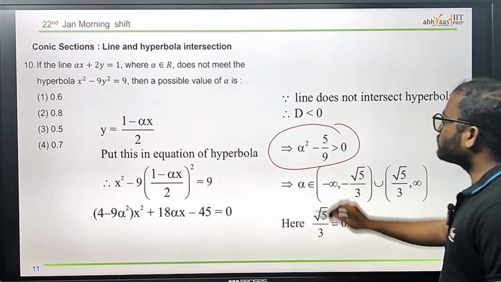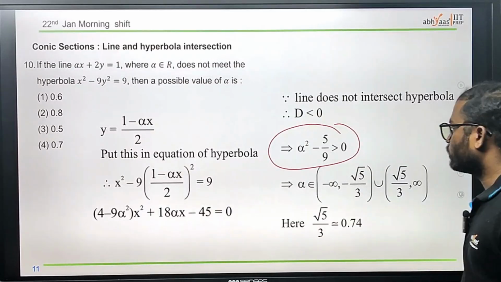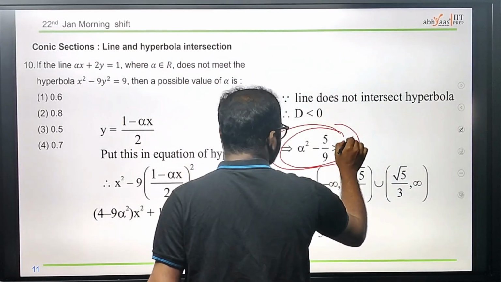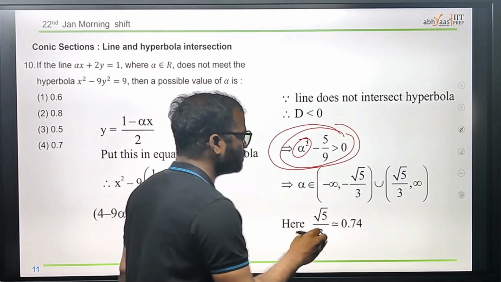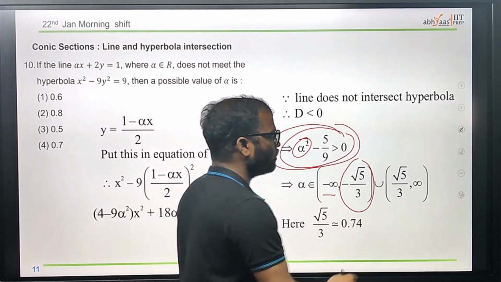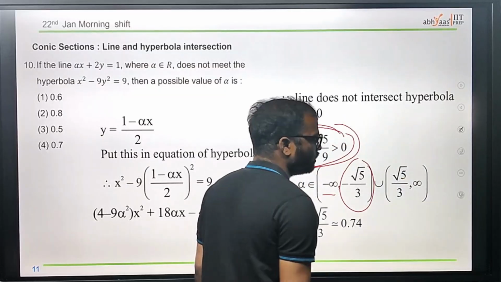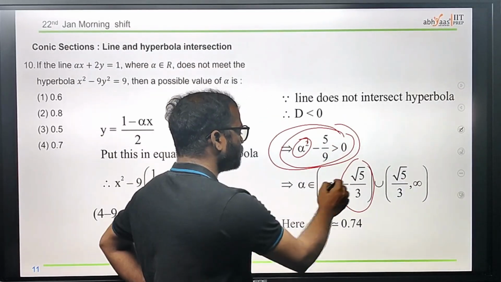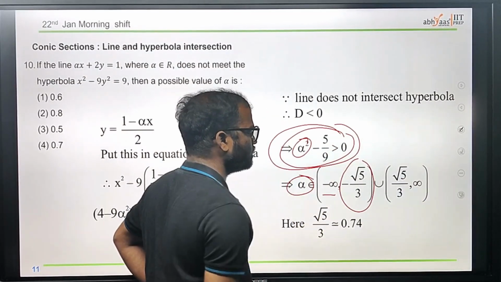We will have alpha square minus 5 by 9 greater than 0, okay. Now if we just do that, we will get the alpha value in two situations: minus infinity to minus root 5 by 3, and the other region, root 5 by 3 up to infinity, okay. These are the alpha values which belong to this interval.